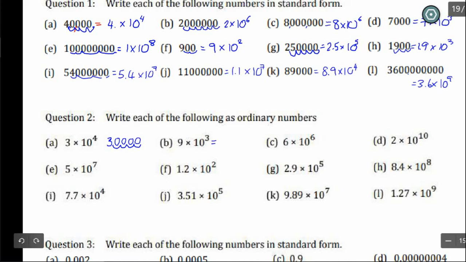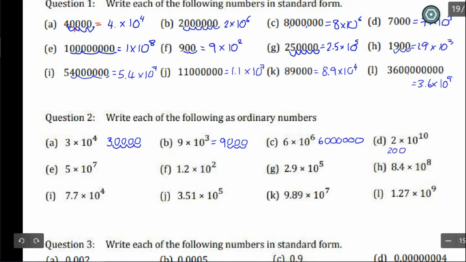For part B, 9 is my number. Decimal point would normally go straight after that. I'm going to move it 3 times though, because the power is 3. 1, 2, 3, so that's 3 zeros I need to add in. So 9,000. 6. And then I would move the decimal point 6 times. So I'm going to add in 6 zeros. 2 times 10 to the power of 10, so that's going to be a 2 with 10 zeros.